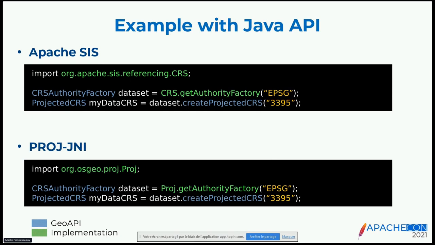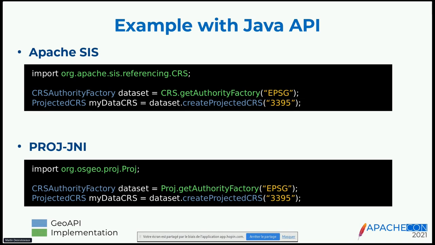So PROJ is a very well-known library in C, C++ for map projection. And there is a wrapper for using PROJ in Java. So this is the PROJ JNI project. The link will be at the end of the presentation. Apache SIS is a pure Java implementation.